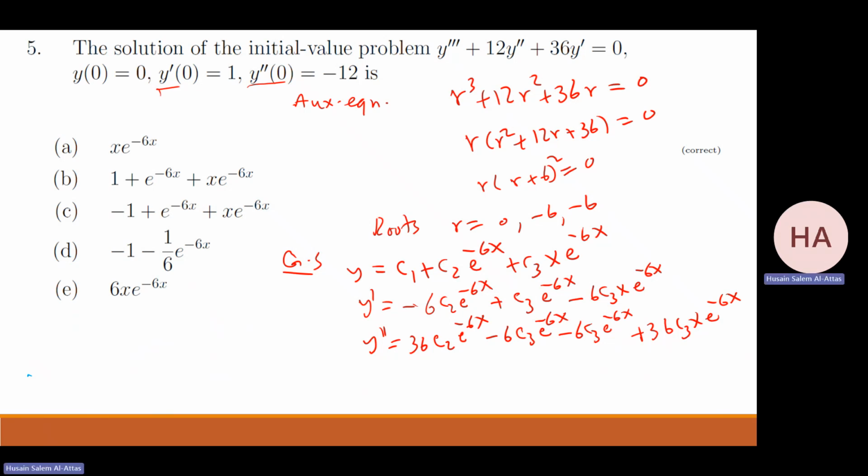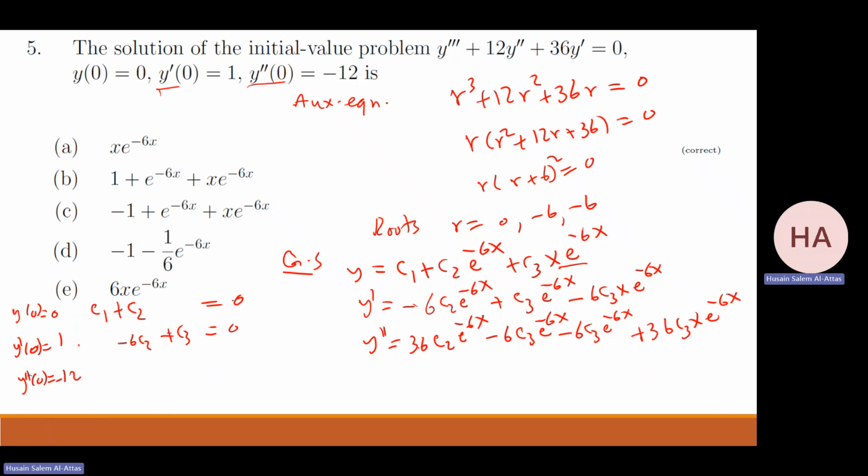Okay, I need a space. I will try to do it here. y at 0 equals 0. I'm getting C1 plus C2 equals 0. y prime at 0 equals 1. Now I have minus 6 C2 plus C3 equals 1. y double prime at 0 equals minus 12.